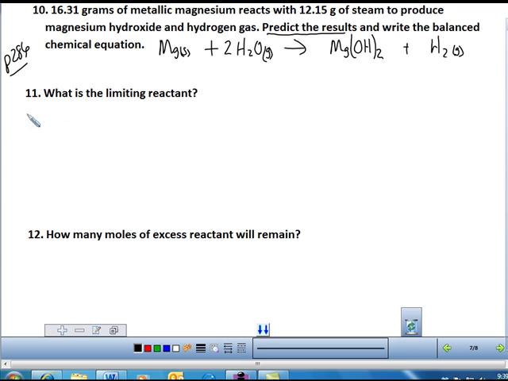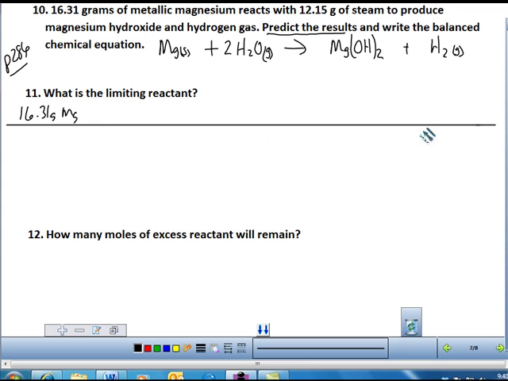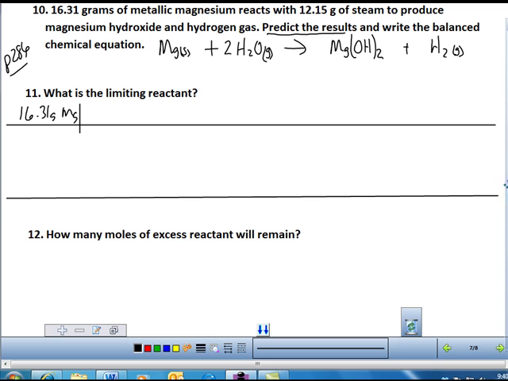So we take 16.31. Now you're working along with me, I hope. 16.31 grams of magnesium, and we're going to convert that to moles of magnesium. And we're going to take, what do we have here? 12.15 grams of water, steam, okay? And we're going to convert these to moles. We're going to moles of magnesium, and we're going to moles of water, okay?